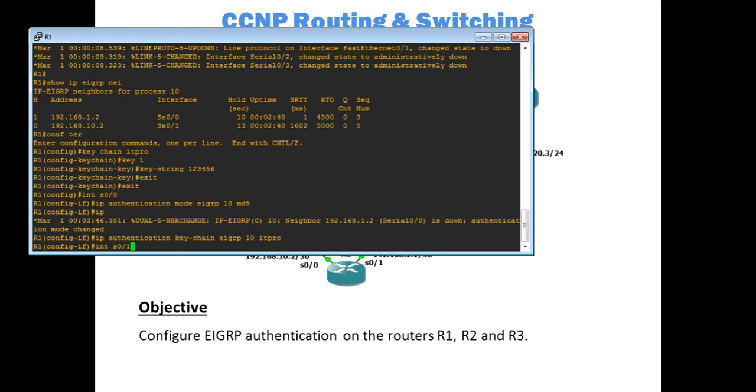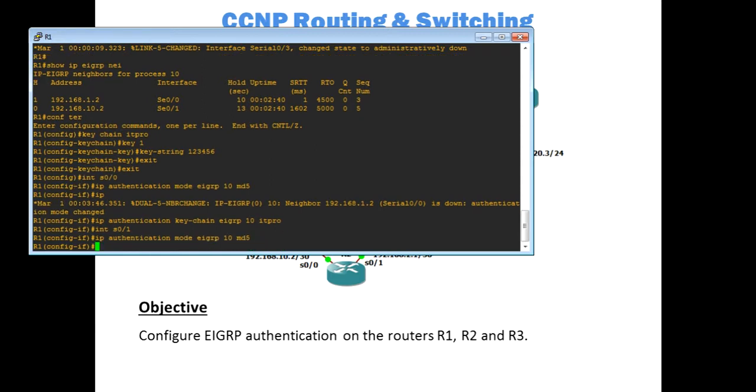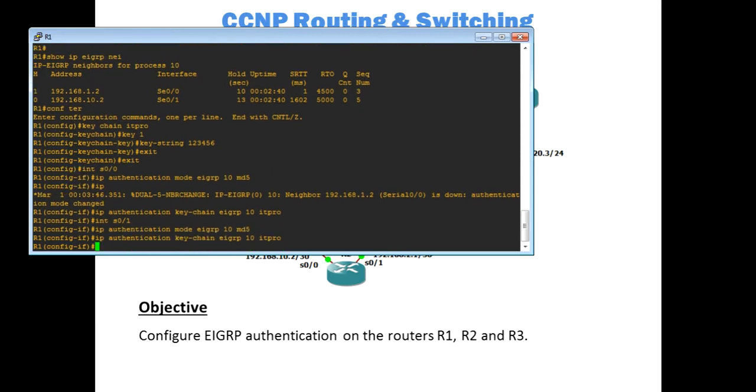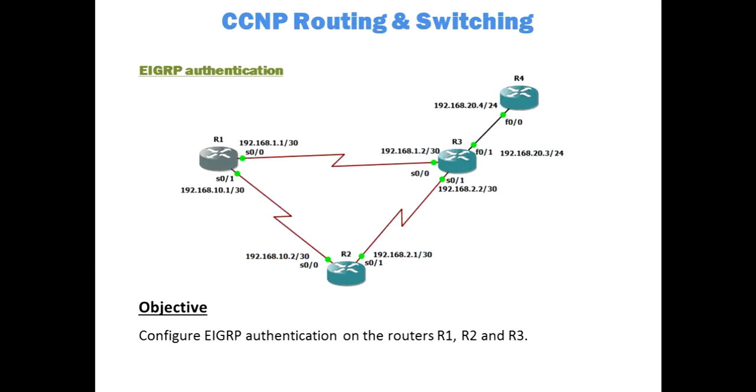Now I will go to interface serial 0/1 to do the same command. The same thing happened here. Also R1 lost its neighbor on this interface, which is interface serial 0/1. I will go to R2 to do the same configuration.